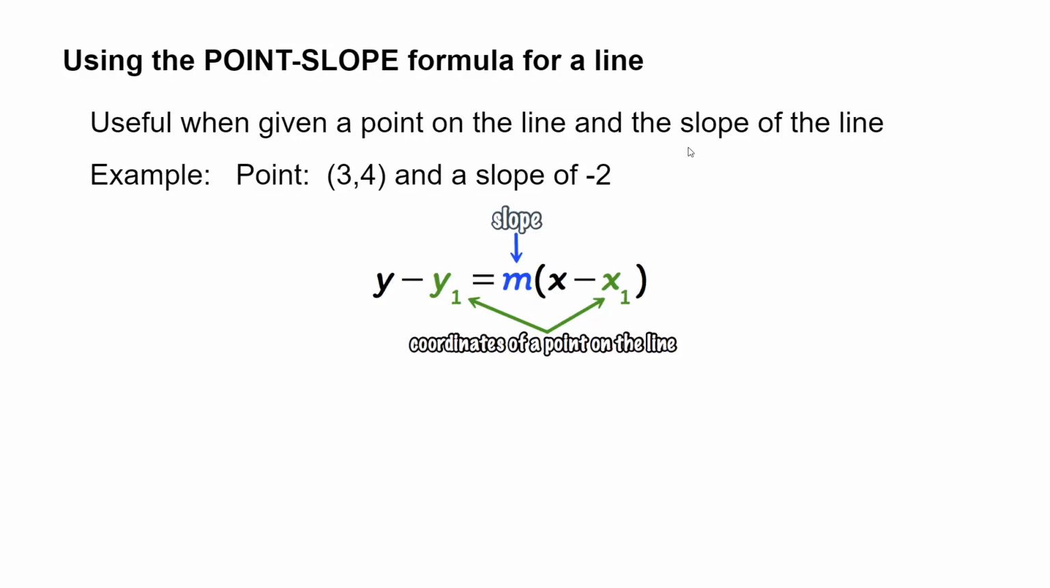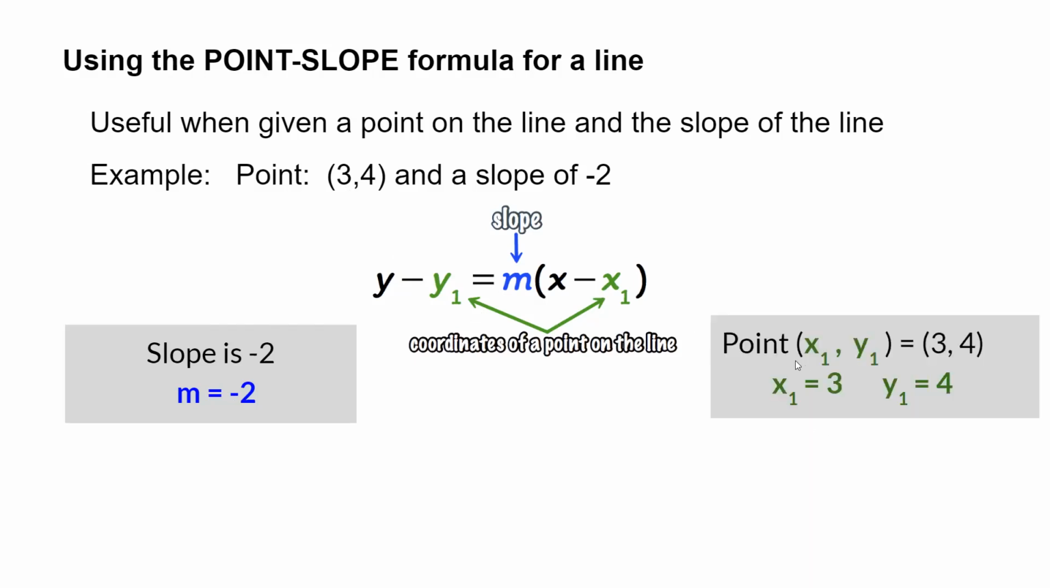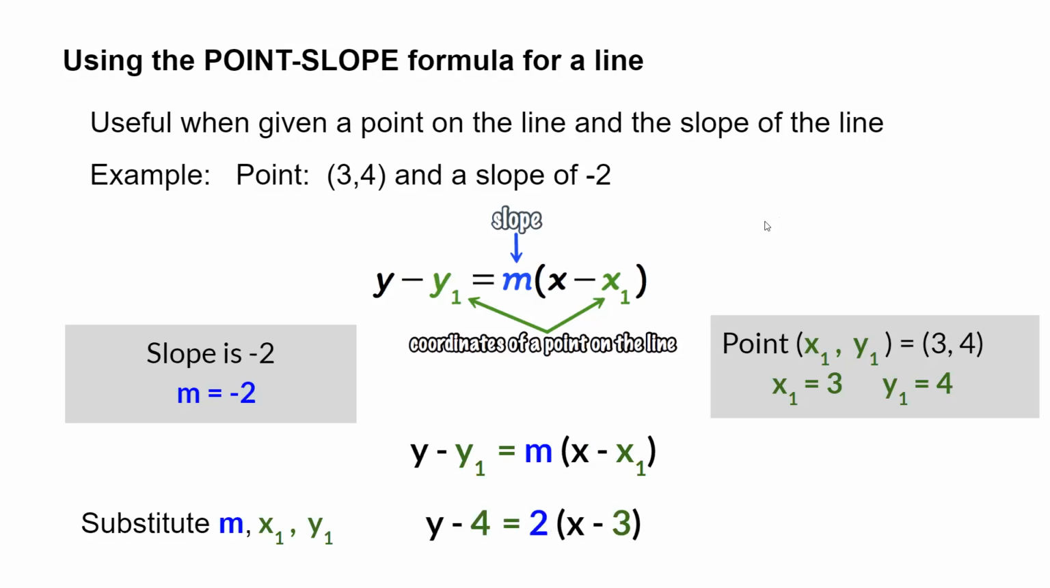Let's watch how this comes together. Our slope is -2. Therefore, M will be substituted with -2. Our point, (3, 4), we want to think of as X1, Y1. X1 is 3, Y1 is 4. There's our formula again. Let's substitute those values in for M, X1, and Y1. And it looks like that.